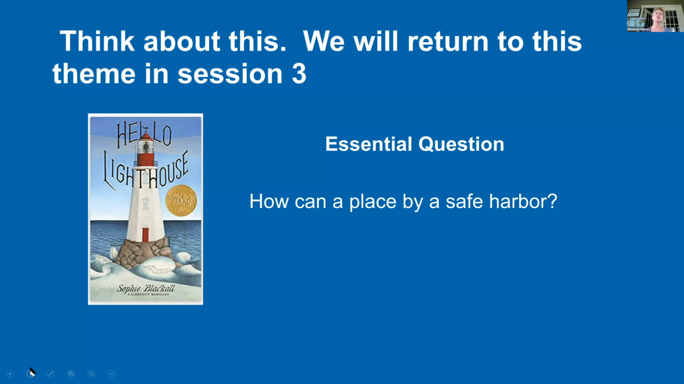So in session 3, when we're talking about taking informed action, which is the final element of that C3 framework, I'm going to return to this idea of the safe harbor, and we talked about the lighthouse as providing safety for those sailors. We're going to talk about that. So I'm just going to have you keep that in the back of your mind.